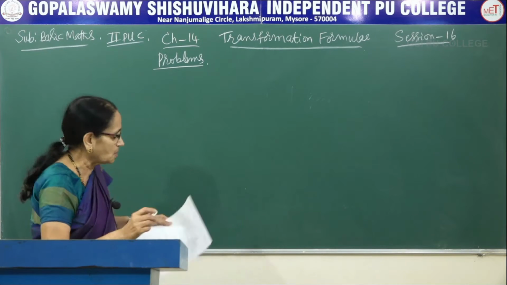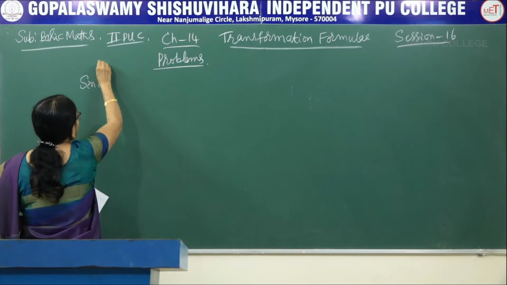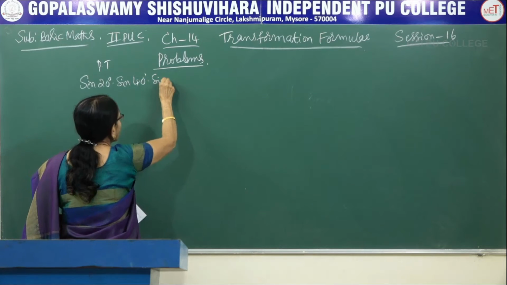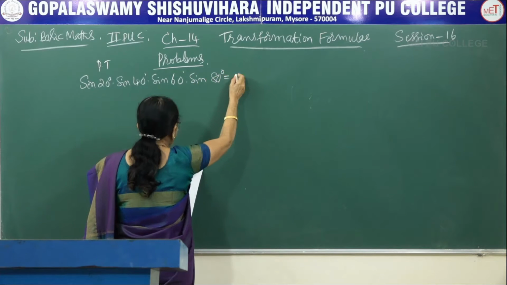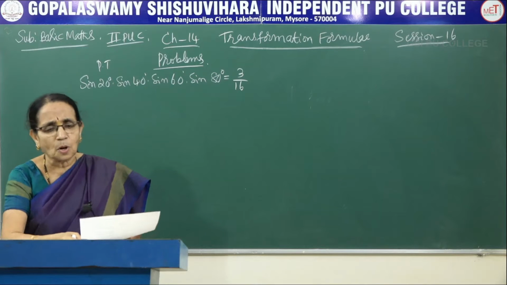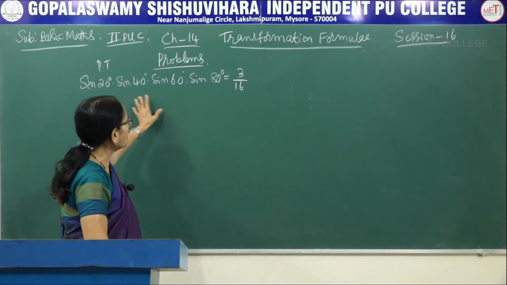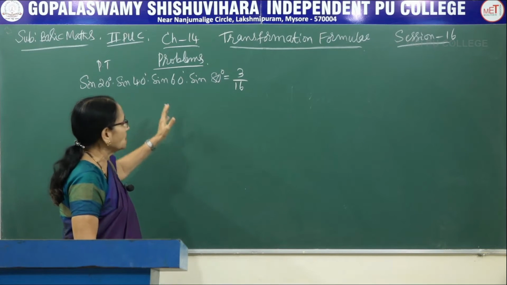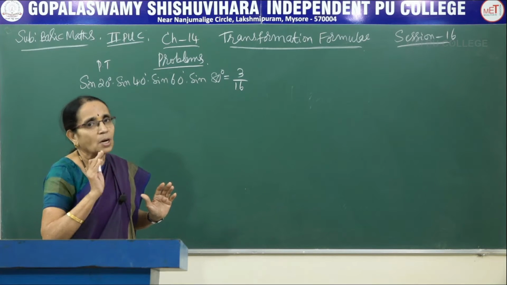We are proving certain results here. Prove that sin 20 into sin 40 into sin 60 into sin 80 is equal to 3 by 16. See, we have done such problems in one of the earlier sessions, where in that problem we had 3 terms, so all the 3 could not be combined together. We took 2 at a time.